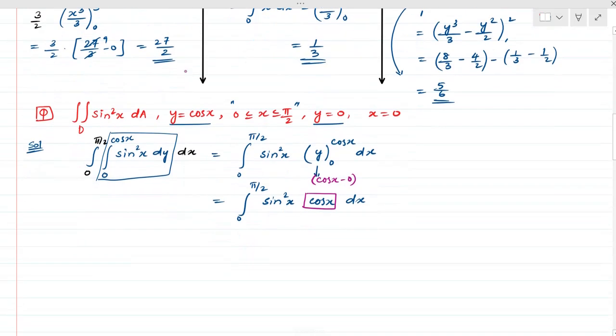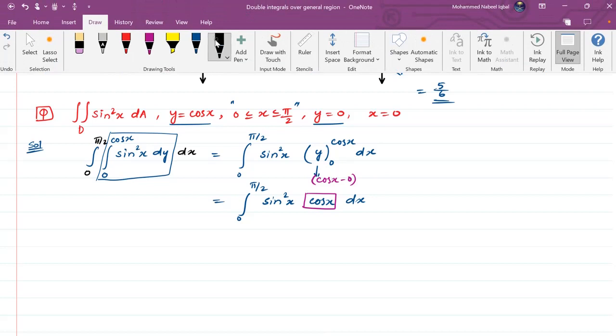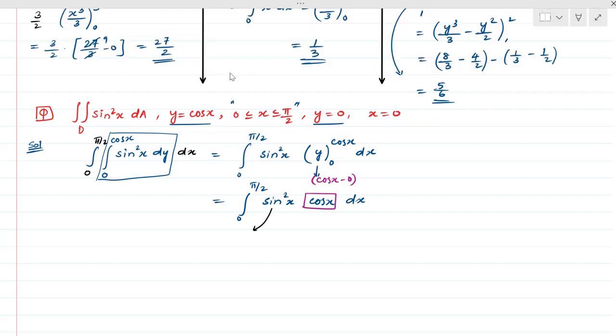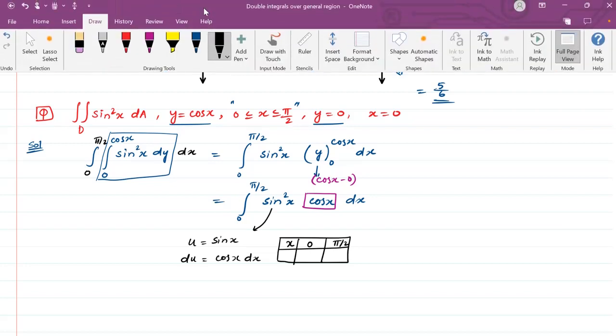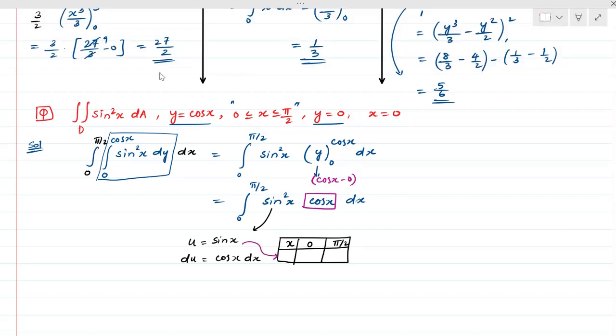Now how will you integrate this part? Whenever you have this type of problem, just take the higher order as u. u equals sine x. What is du? du equals cosine x dx. Whenever you go with the substitution method in a definite integral, there will be a change in the limit. The x limit is 0 to pi over 2. What about the limit of u? When I substitute 0, sine 0 is 0. When I substitute pi over 2, sine pi over 2 is equal to 1.